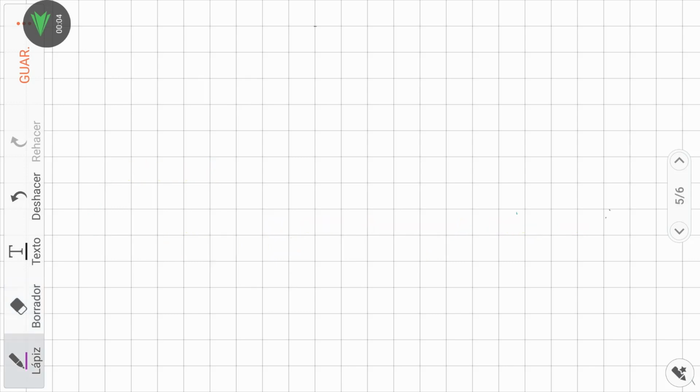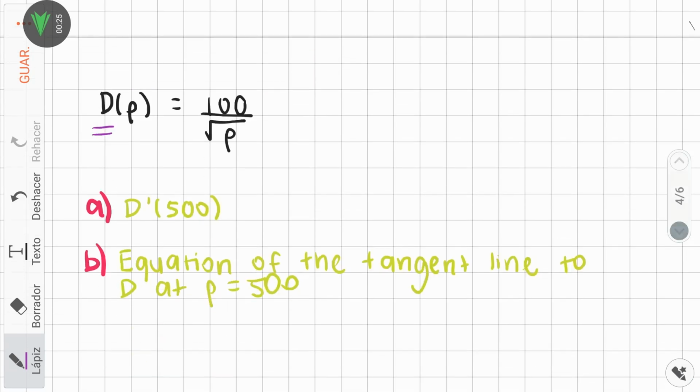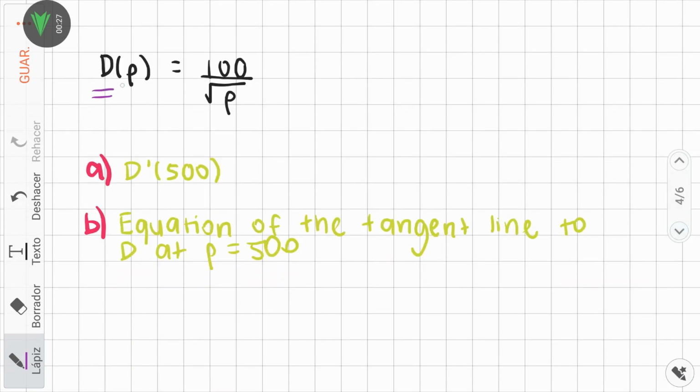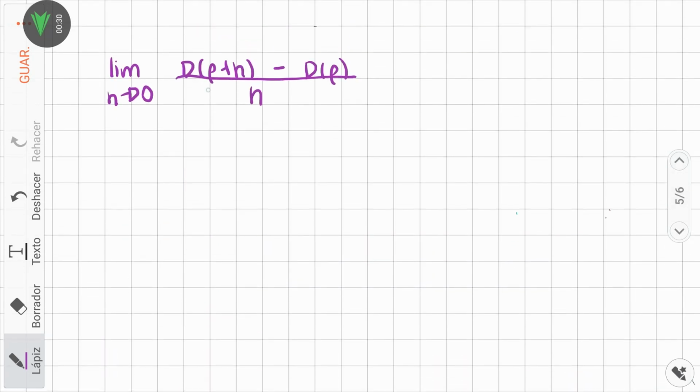So let's start. The first thing we must do is write the limit, which I taught you before, which is the limit as h approaches 0 of D of p plus h minus D of p, over h. This is a limit that I taught you before, except that I'm using D rather than f because the name of the function is D. Then simply substitute your function into each of these things.